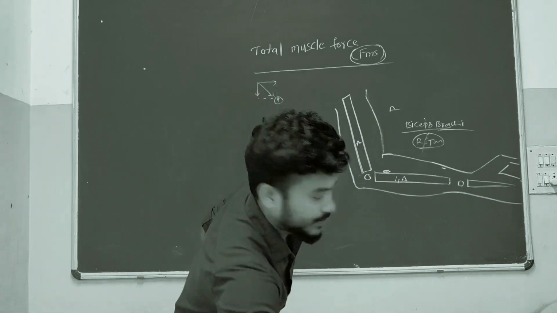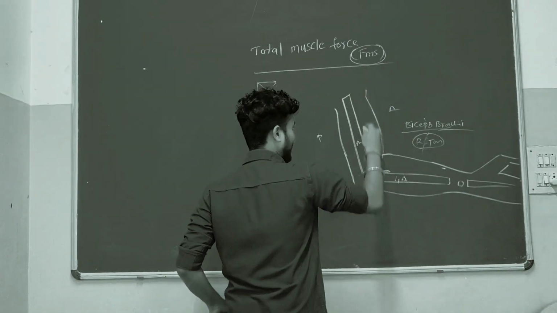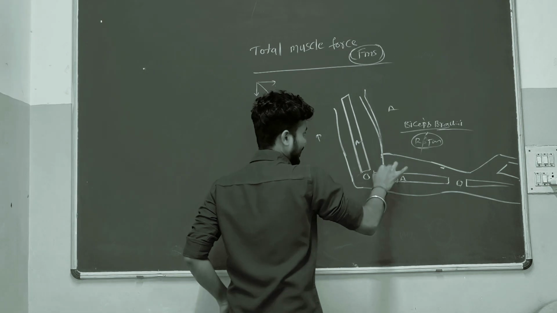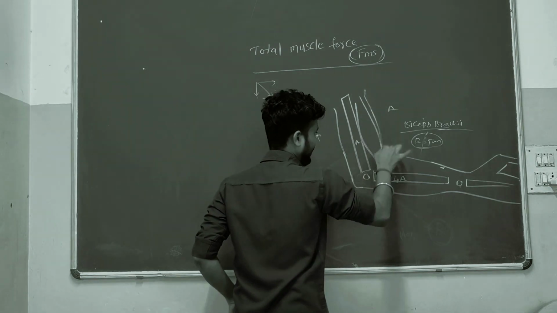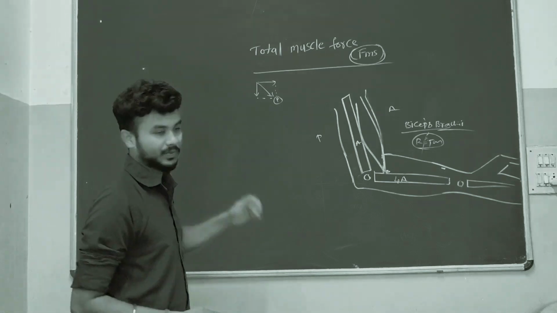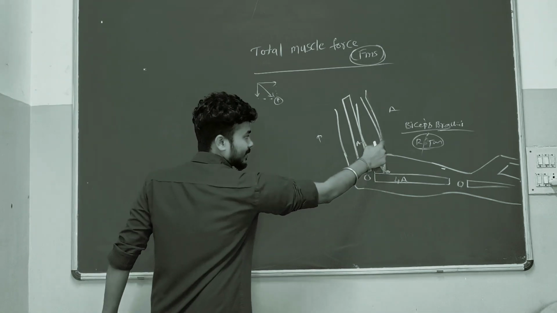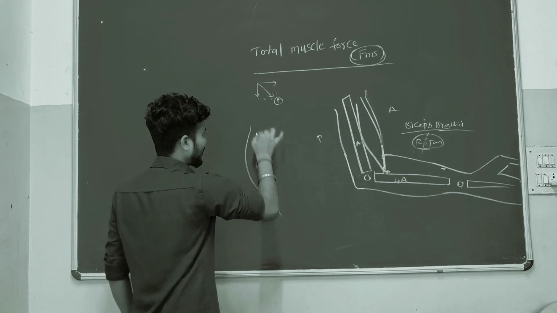Suppose now here I am drawing the biceps muscle. So suppose this is the insertion of the biceps. So what is the point here? What is this FMS? If you take the muscle, now we are seeing this muscle here. So this is our muscle.